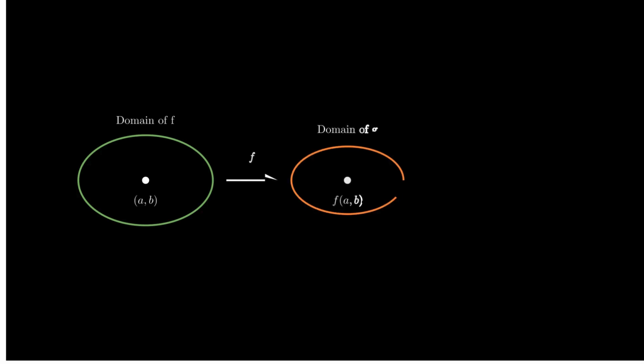Next, let's explore the continuity of composite functions. On the left, we have the domain of f, shown in green, with a point (a, b). Applying f maps the point (a, b) to f(a, b), which lies inside the domain of another function, g. Next, g takes the output f(a, b) and maps it to a real number, which is represented on the number line. Hence, we obtain the composite function, denoted as g applied to f.